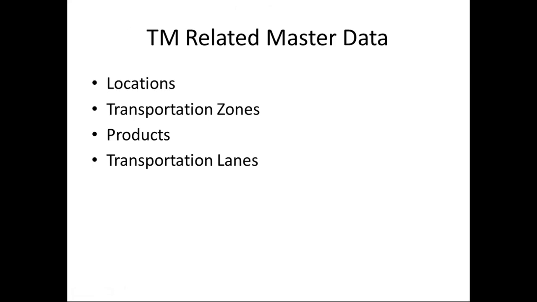Those locations we will see, and the location master data also we will see. And I will tell you what transportation zones are. And product is nothing but the material which is transferred from the R3 to TM. And the transportation lanes are also something specific to TM.